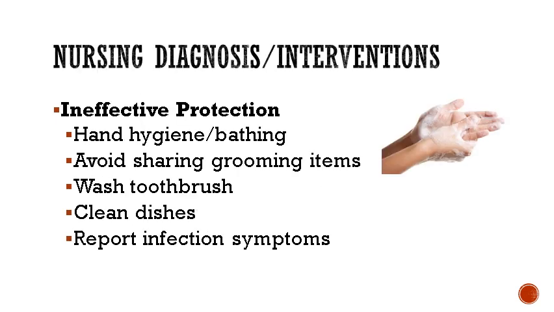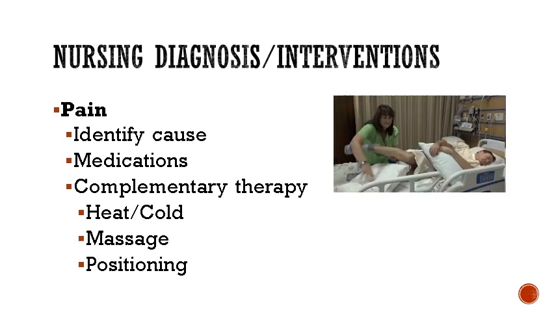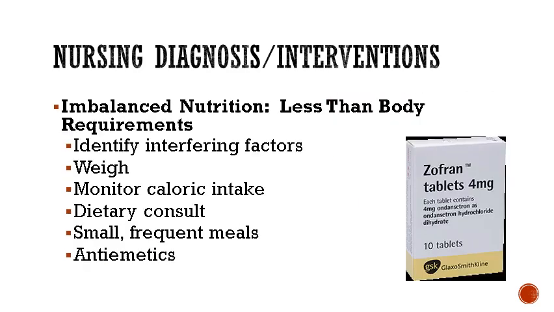Nursing diagnosis and interventions, ineffective protection. So hand hygiene and bathing, avoid sharing grooming items. So that would be things such as razors, or anything that could have blood on it. Washing toothbrushes, cleaning dishes, report infection symptoms. Interventions related to pain, identifying the cause of pain for these individuals, giving pain medication, complementary therapy such as heat or cold, using massage or positioning.